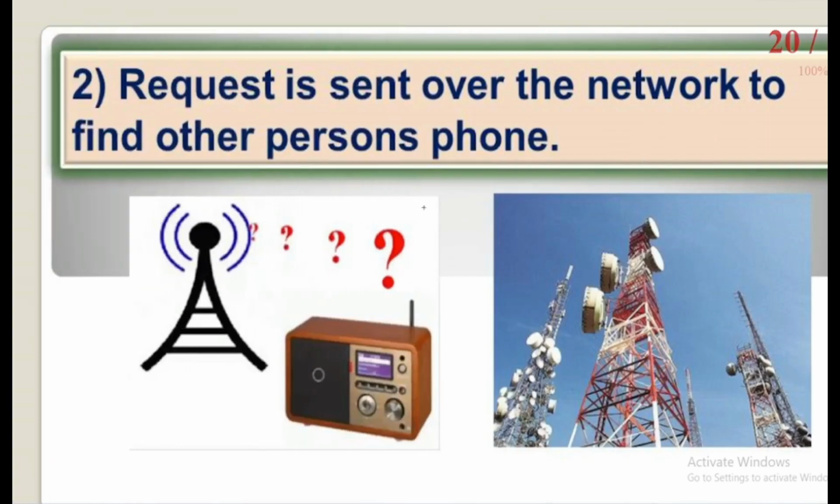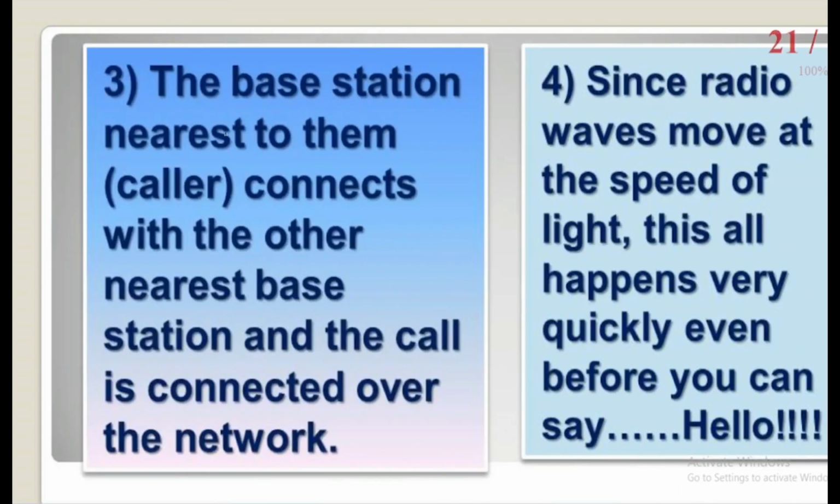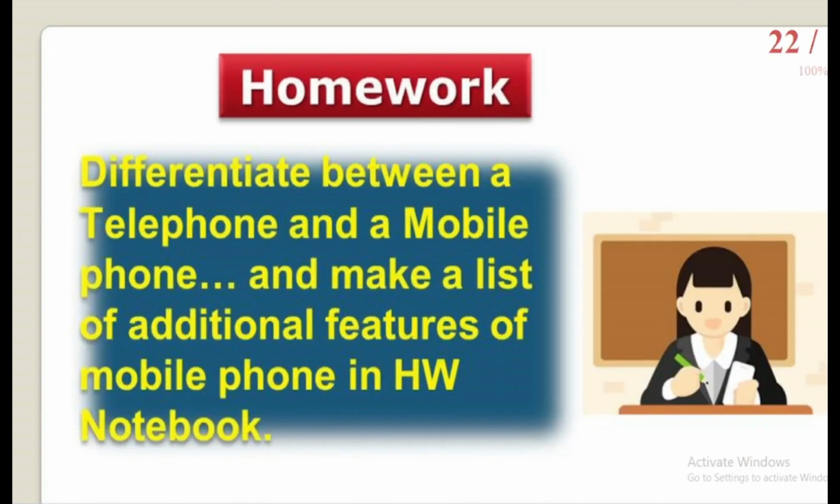Let us see, the request is sent over the network to find the other person on the phone. Base stations are there, so the radio waves can reach the nearest base station. The base station nearest to the caller connects with the other base station, which is nearest to the receiver. Since radio waves move at the speed of light, they spread very quickly and we can listen to the sound of that person.